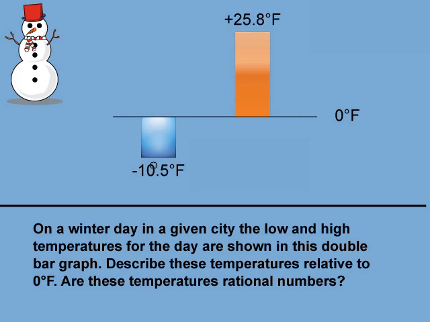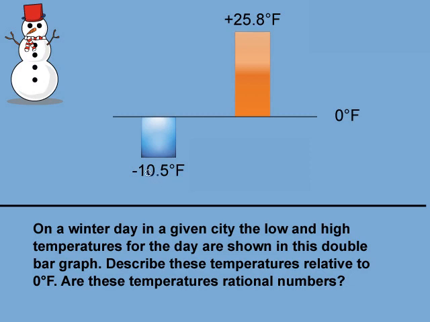However, not all values written in decimal form are rational numbers. For example, pi is not a rational number. The horizontal line represents 0 degrees Fahrenheit. So this bar represents a temperature of 25.8 degrees above zero, and this temperature represents negative 10.5 degrees below zero.